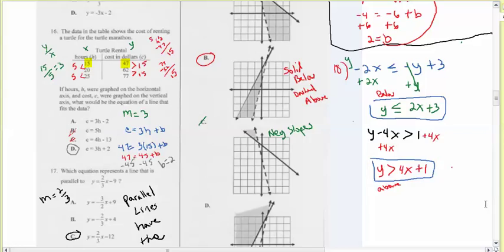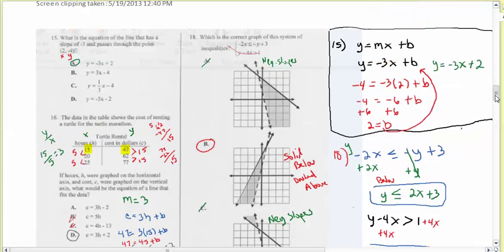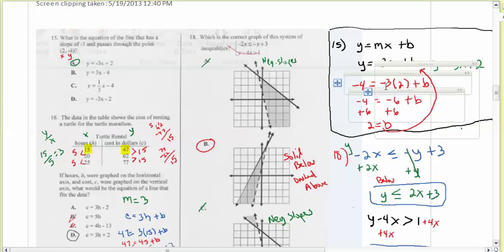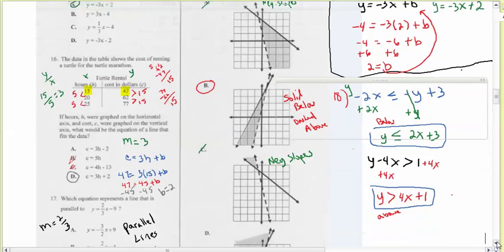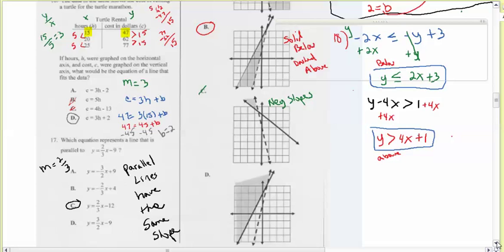is moving the -4x to the other side. So now I have y is greater than 4x plus 1. Okay, I'm looking for a solid line and a dashed line. I'm looking for two positive slopes. So it's not A, because those are negative slopes. It's not C, because those are both negative slopes. So then I have my D and my B left.